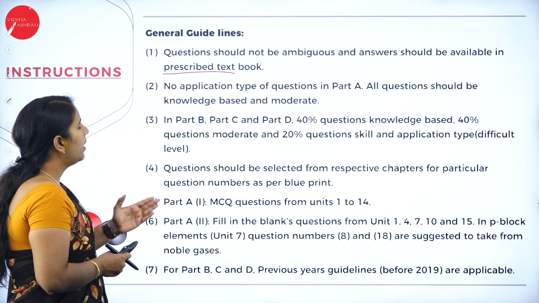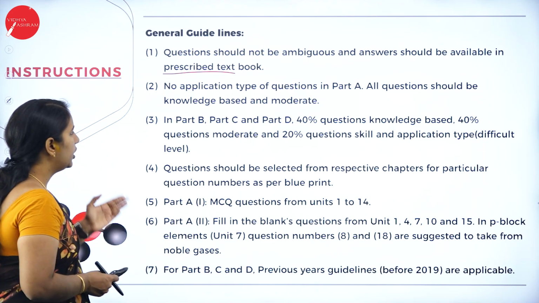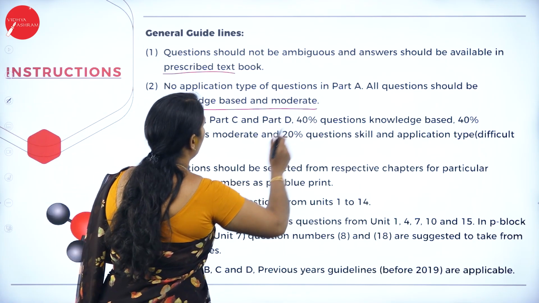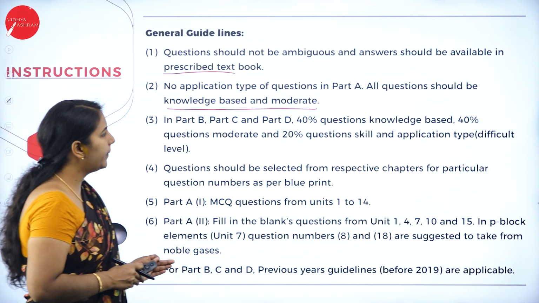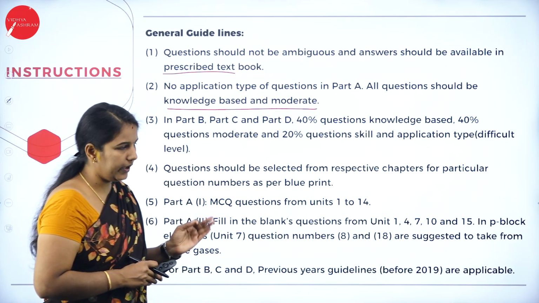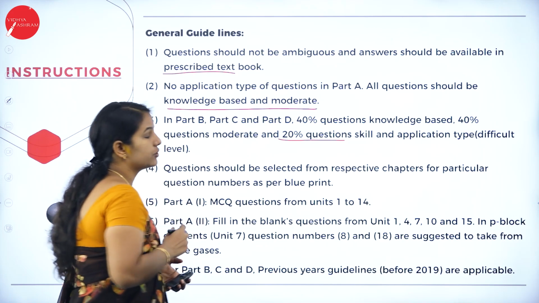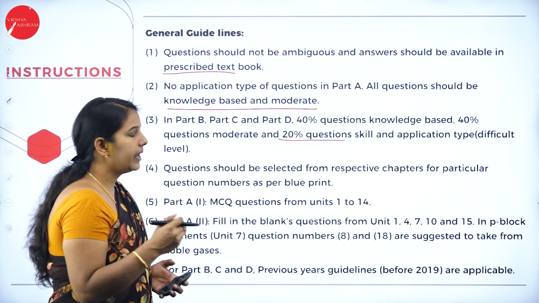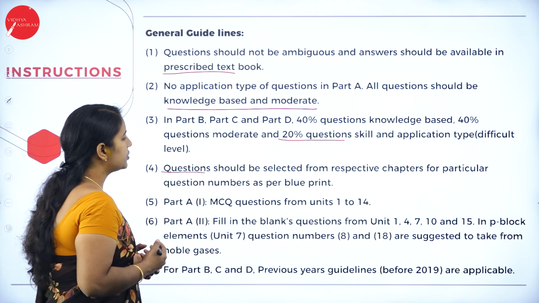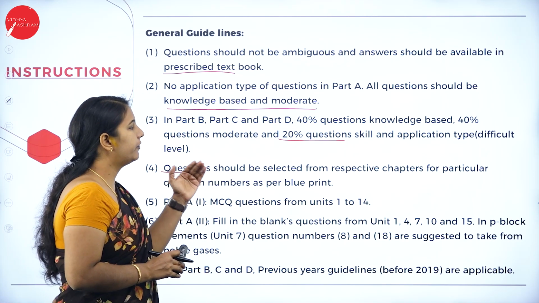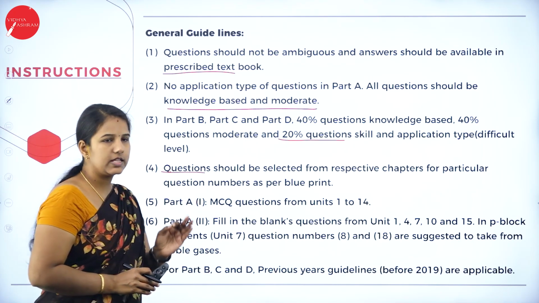Okay, no application type of question in part A, and all the questions will be knowledge based and moderate. In part B, part C and part D, 40% of questions are knowledge based and 40% of the questions are moderate and 20% of the questions are skill based, and application type of question can be asked. Okay, and the questions should be selected from the respective chapters and numbers as per the blueprint.